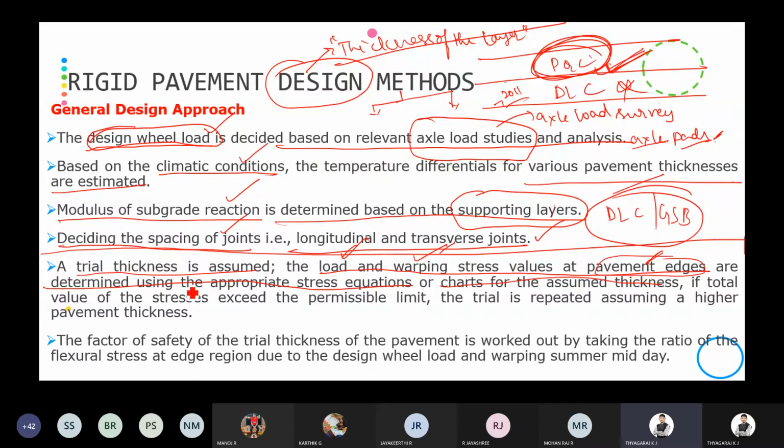So remember, a trial thickness is assumed. For that trial thickness, we are going to determine the edge load stress and edge warping stresses.